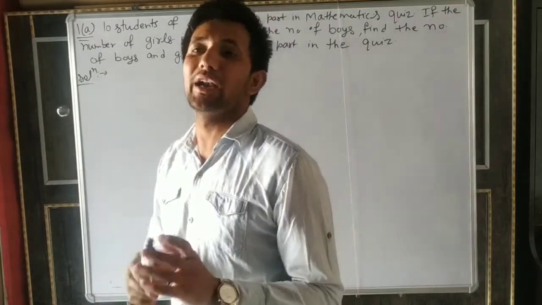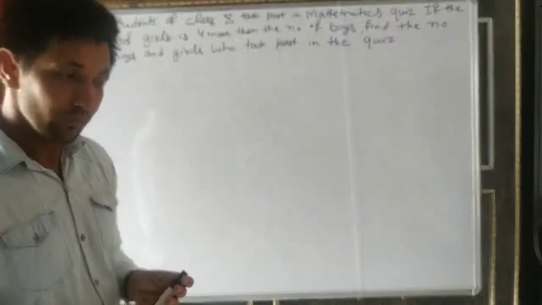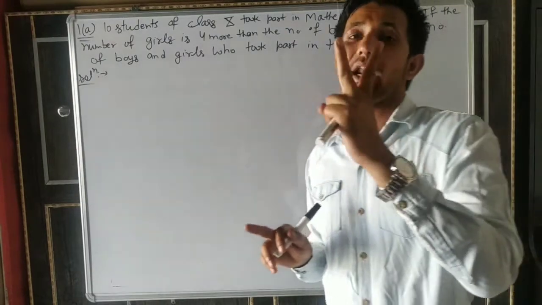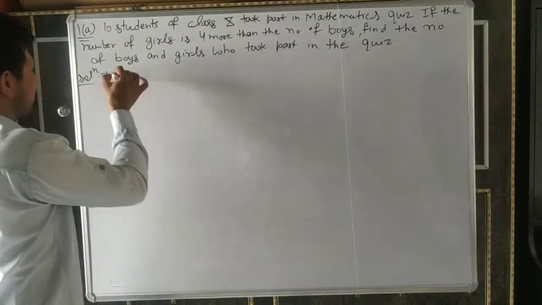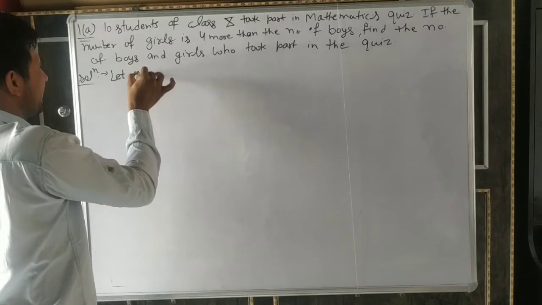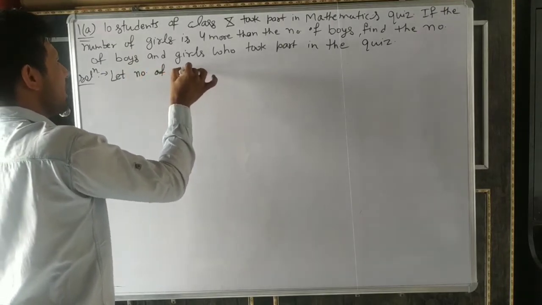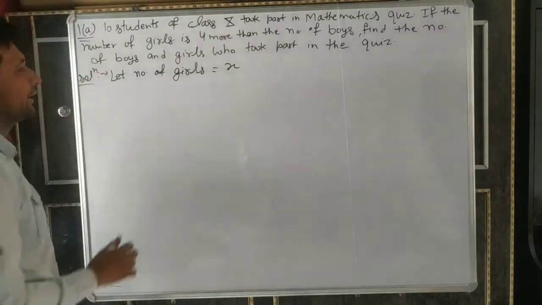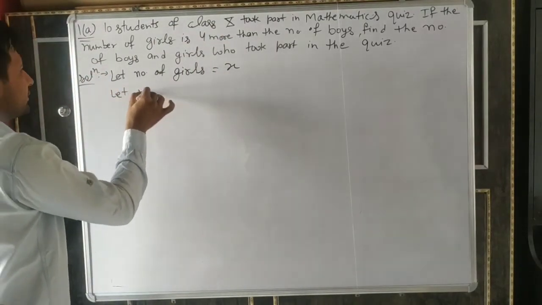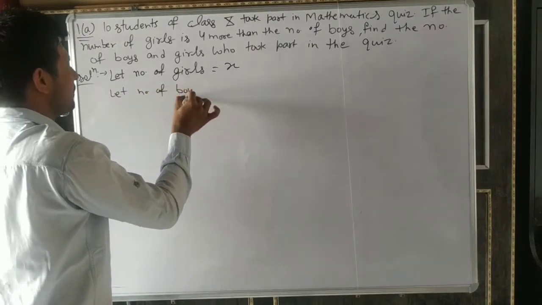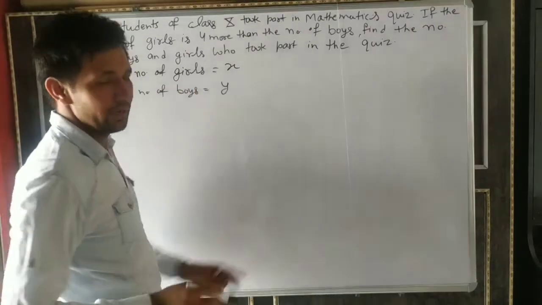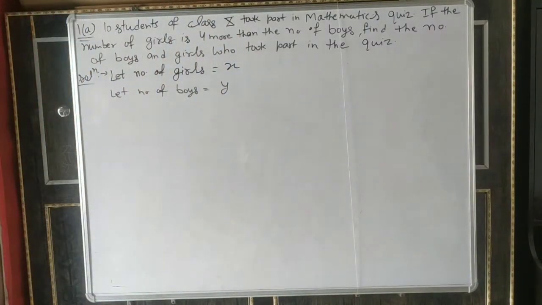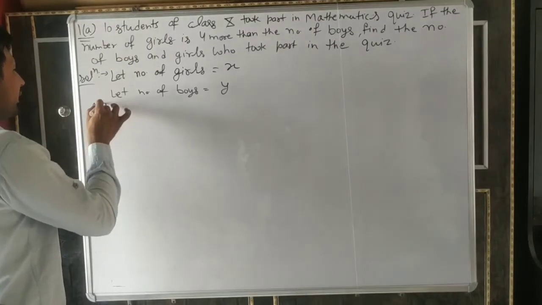Whatever we want to find, we always take as let, okay? Because we are studying linear equations in 2 variables, we need 2 variables. Let the number of girls be x; you can take boys first also. Next you will write let the number of boys be y. Why? We are discussing 2 variables here, x and y. Now we will write according to the question.